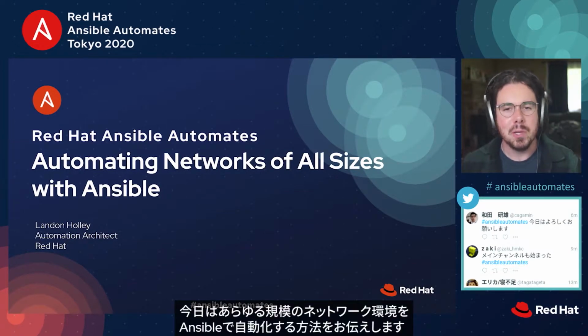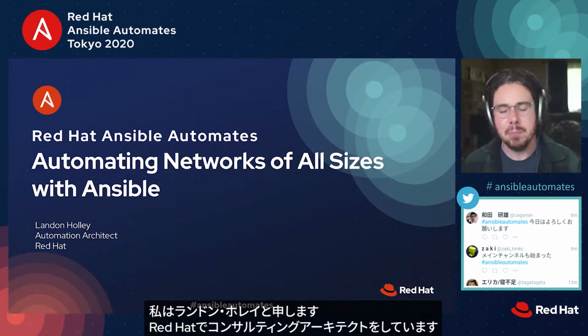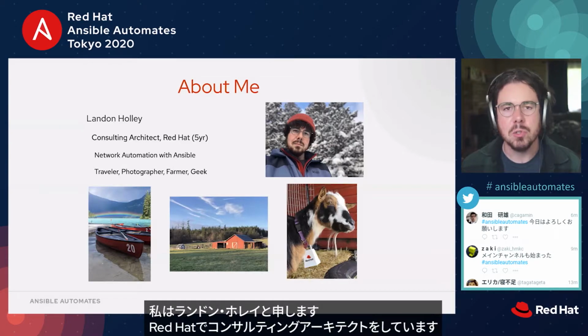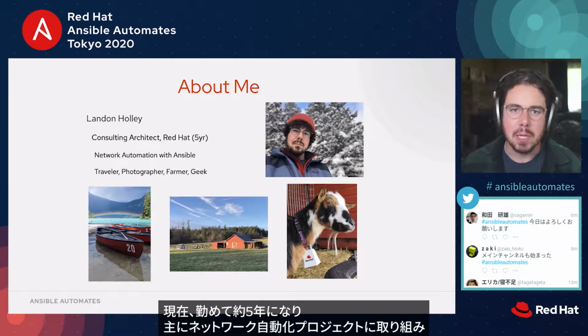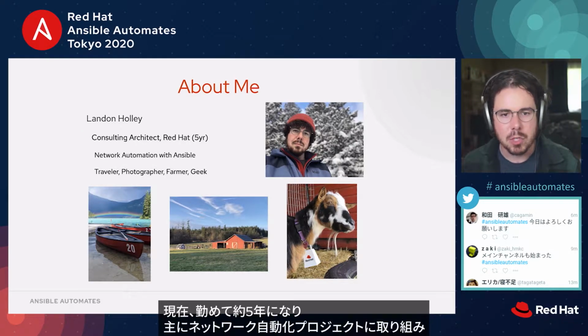I'm here to talk to you about automating networks of any size with Ansible. And my name is Landon Holley. I'm a consulting architect with Red Hat. I've been here for about 5 years now, coming up on 5 years.